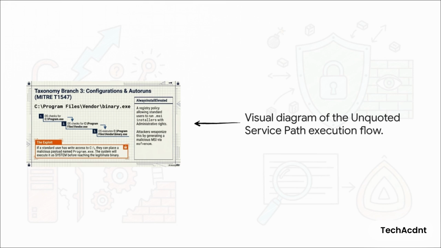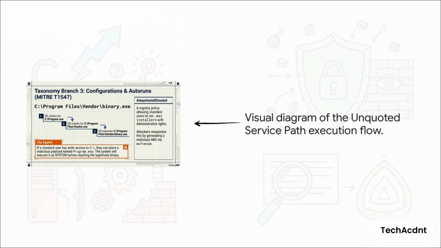c:/program.exe. If a standard user happens to have write access to the C drive, they just drop a malicious payload and name it program.exe. The system happily executes it as SYSTEM before it ever reaches the legitimate vendor binary. Literally, a simple typo by an admin equals a complete system compromise.